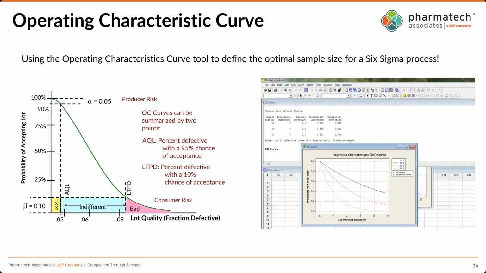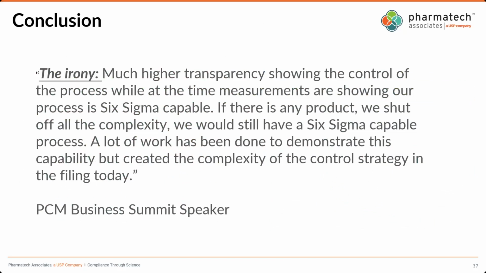I want to conclude with something someone said at our last continuous manufacturing conference. He put it in a nice sentence: there is an irony, much higher transparency showing the control of the process. This is a company that was one of the early adopters of this technology, and they have adapted to full scale whatever was possible and available at the time. They basically say, we found out that this is a Six Sigma process, which was the original idea of why you have a continuous process in place. If they had been confident at the beginning that it is really true, they might even have put forward a different control strategy for their product filing.